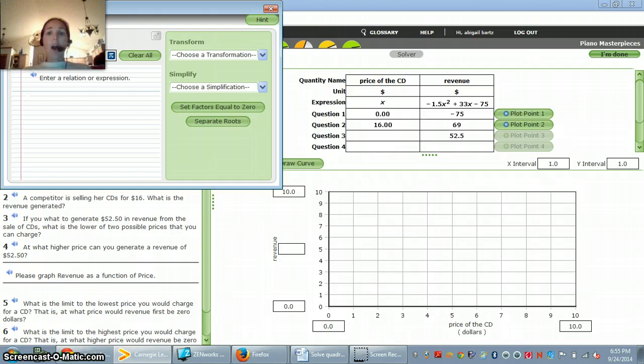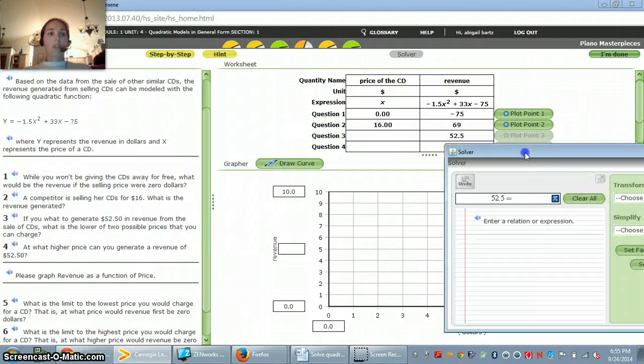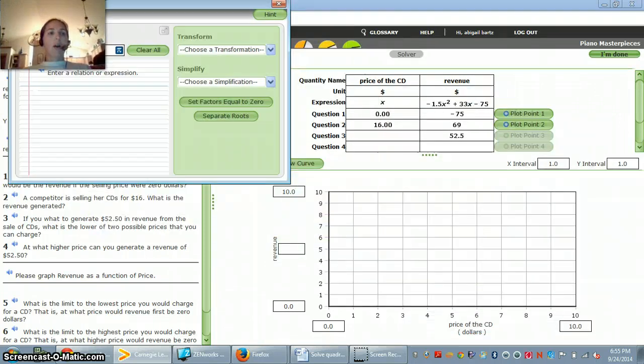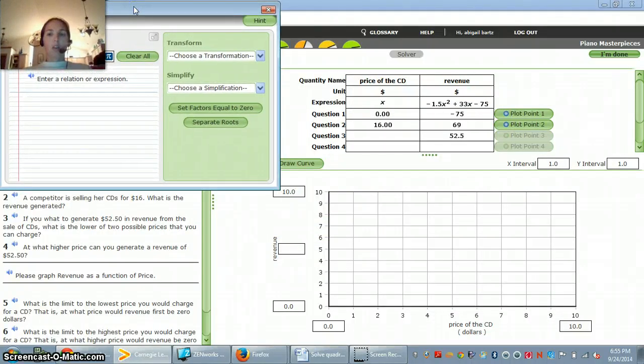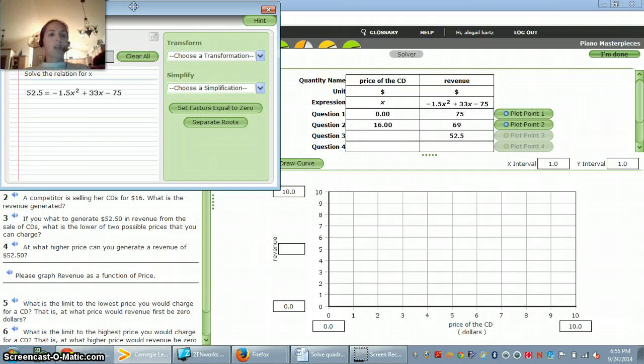And because you're dealing with a quadratic function, you're going to substitute in 52.5 for y. Again, if I move this out of the way, I'm substituting in for y because that was my revenue, and then I'm going to write my equation. So negative 1.5 x squared, arrow over, plus 33x, subtract 75, and you push enter. And so now it's saying we're going to solve this relation for x.